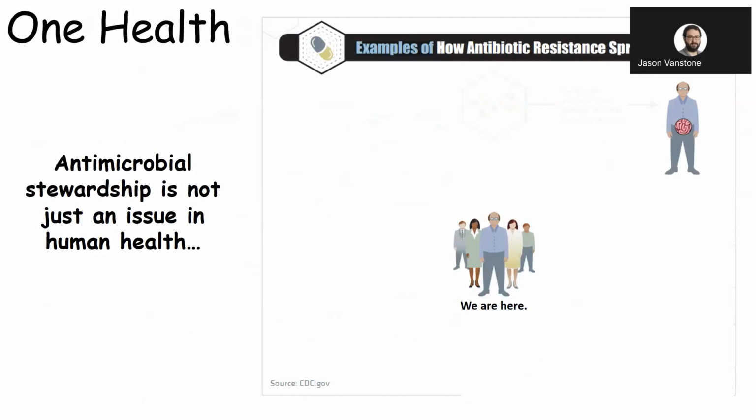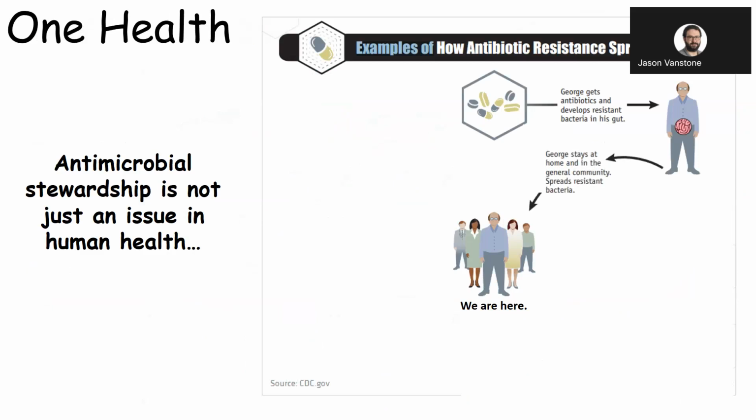And so George gets sick and he gets antibiotics, whether it's appropriate or not. And he ends up developing resistant bacteria in his gut, unfortunately. Now, maybe George stays at home because he's not that sick, and he's just out and about in the general community. George isn't a great hand washer, and so he's out getting groceries and picking up apples and touching door handles and things like that. And he spreads his resistant bacteria. Now that's picked up by other people in the community who are touching those same surfaces or shaking hands with George, whatever the case may be.